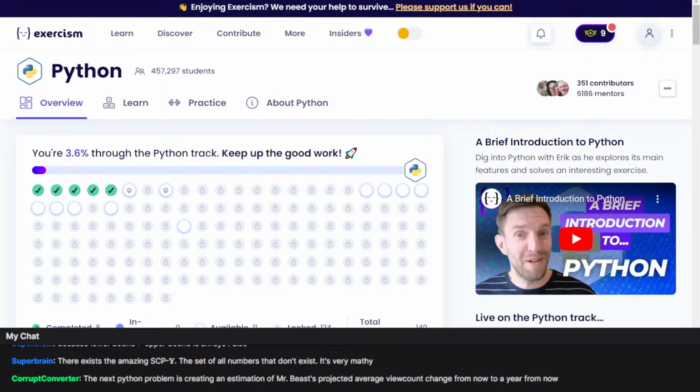Estimation of Mr. Beast's projected average view count. Corrupt Converter says the next Python problem is creating an estimation of Mr. Beast's projected average view count change from now to a year from now. Oh my god.